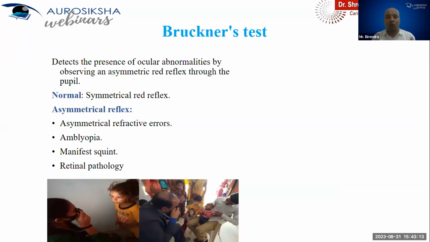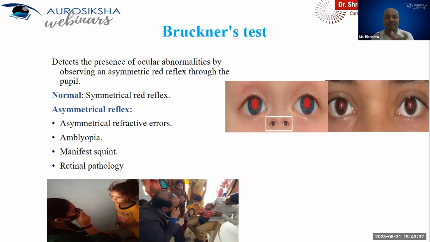Another test is Bruckner's test, which is called the red reflex test. This test is conducted at 50 centimeters from the child. You can use an innovative device, the arc light, or in practice you can use the ophthalmoscope. You can detect the presence of any ocular abnormality in these kids. You just need to look for a symmetrical reflex. If there is a symmetrical reflex coming from both eye pupils, that is the normal condition of the eye.